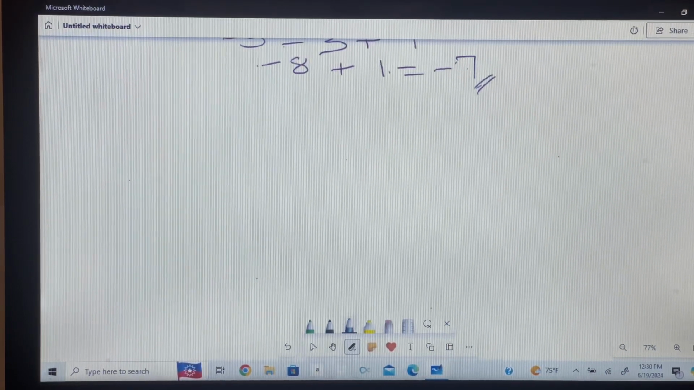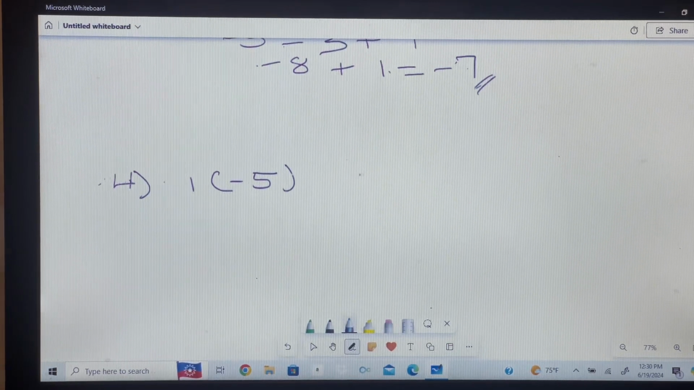Example number 4. If you're given something like positive 1 multiplied by negative 5, minus negative 4, minus 2.